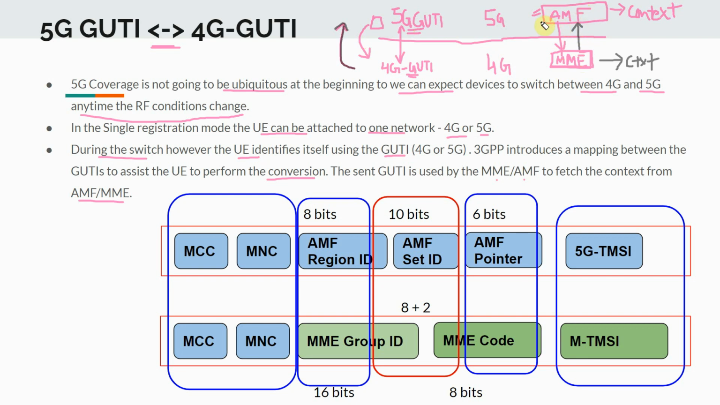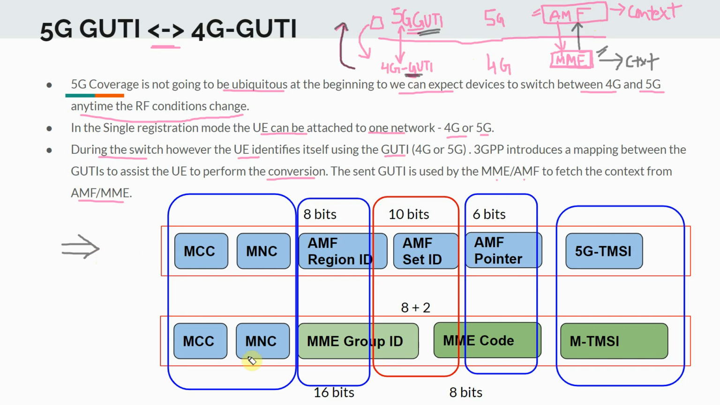In order for the AMF to query the MME, it needs to know which MME to query first, because there can be multiple MMEs in the system. Similarly, there can be multiple AMFs. So in order to do that, the UE is actually mapping a 4G GUTI to a 5G globally unique identifier. And how does it do that? Let's see. This is where this diagram will come in handy.